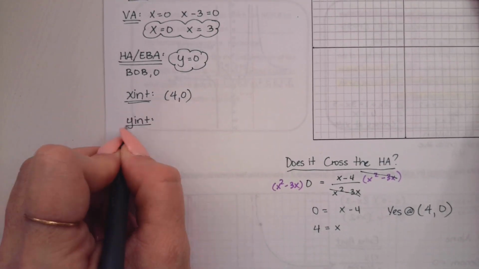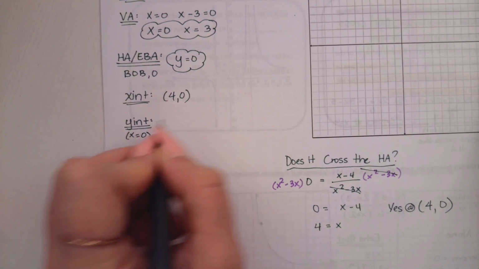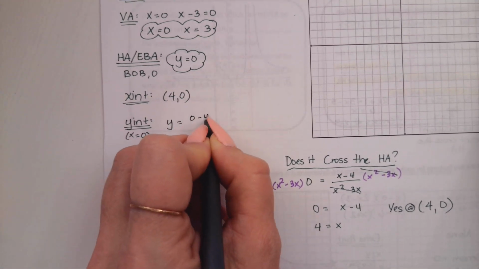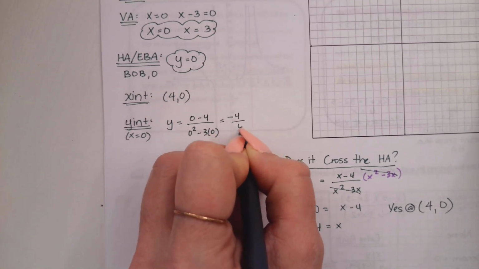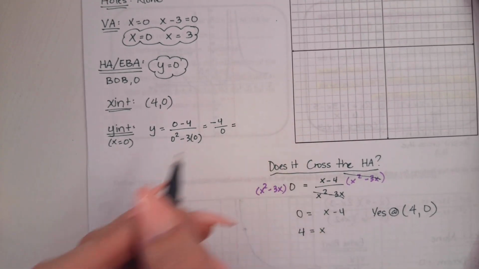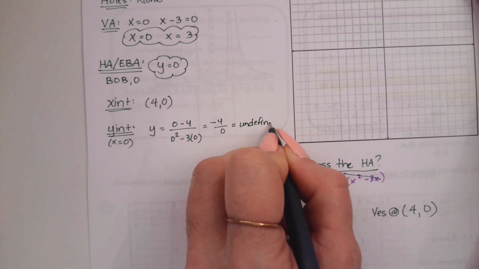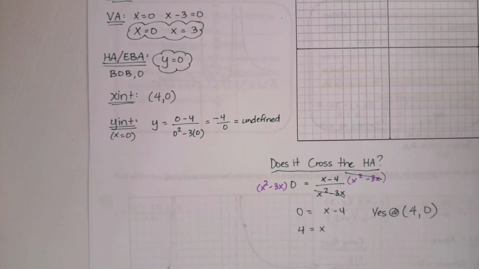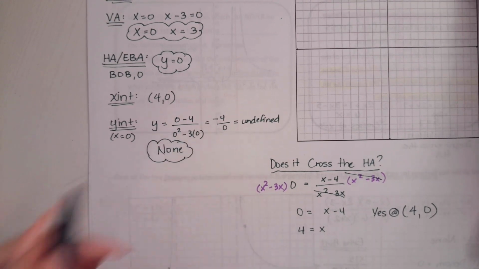y-intercept. Think about the y-intercept. You're plugging in x equals 0. We'll have 0 minus 4 over 0 squared minus 3 times 0, which is negative 4 over 0, which I heard someone say is what? It's not 0, it's undefined. You can't divide by 0. If it's undefined, what do I say then? If I ask where is the y-intercept, there's not one. None. It does not cross at 0, 0. There is not a y-intercept.